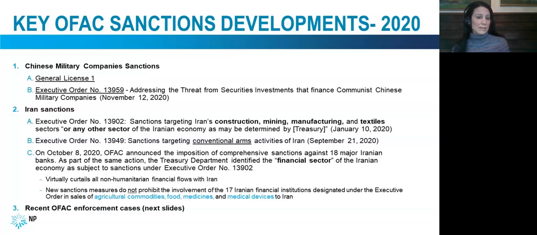On the Iran sanction side, we have a real broadening now of the sanctions. This may change under the new administration, but two key developments. One is Executive Order 3902 from the beginning of 2020, which targets construction, mining, manufacturing, and textiles. So construction and textiles weren't really targeted before.